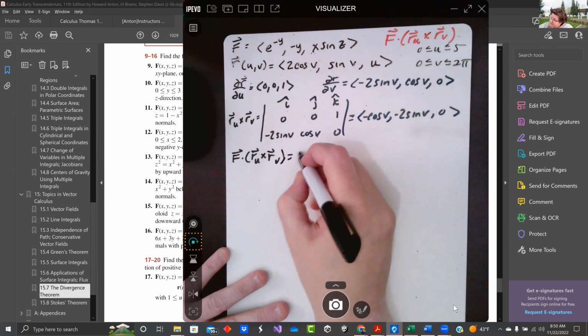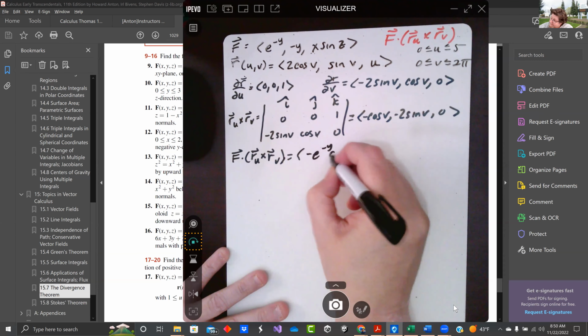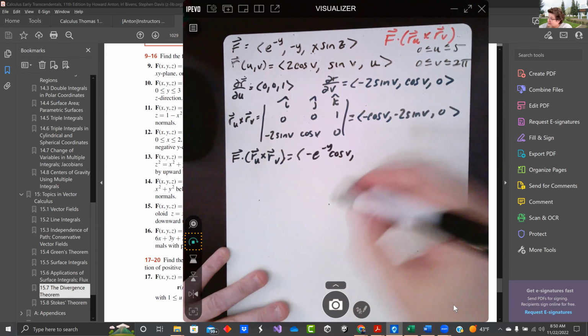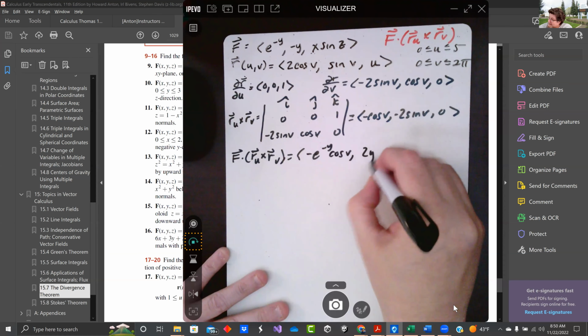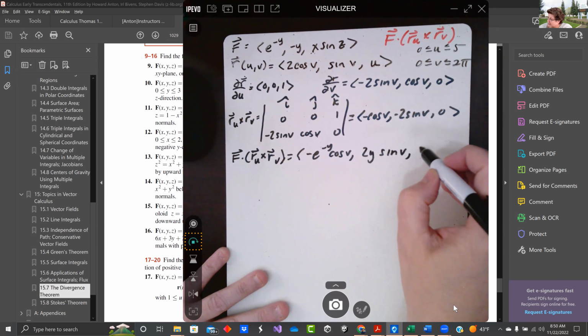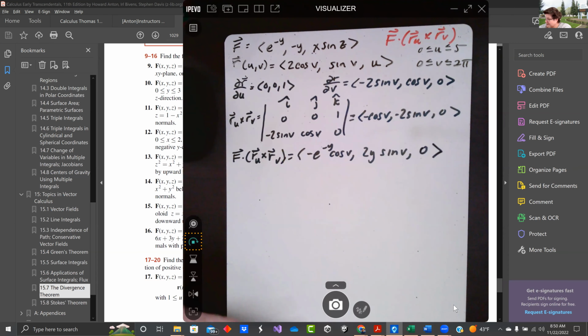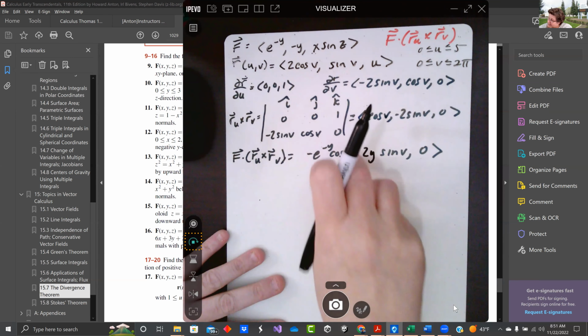So we have negative e to the negative y cosine v, 2y sine v, and 0 when we dot those. Now, we've got y's and v's together here. We don't want that. So what is y in this problem? That is not a vector. That is addition.